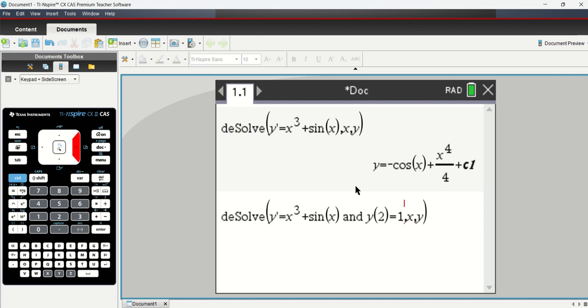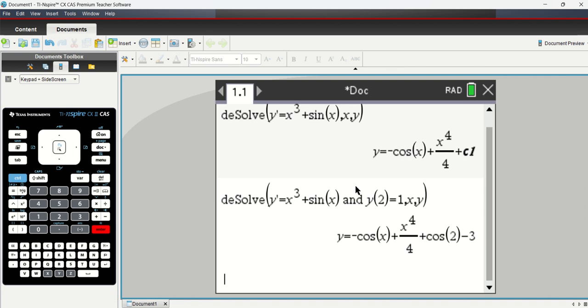You list the condition there. If there was another condition, you'd write "and" again. So if you haven't got the wizard, the thing that does it for you, that's the syntax written there, so you can see that done. And then the calculator does it for you. And you see there's no C1 anymore because we had the initial condition. The calculator figured out what the value of C is for you. Okay, hope that makes sense.